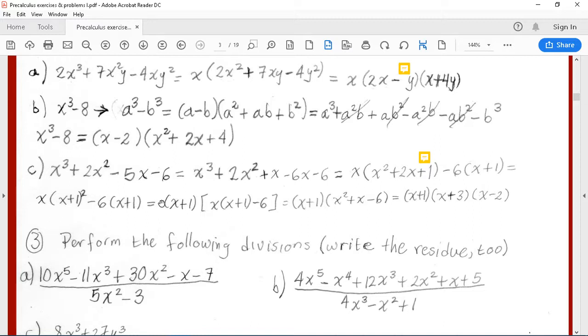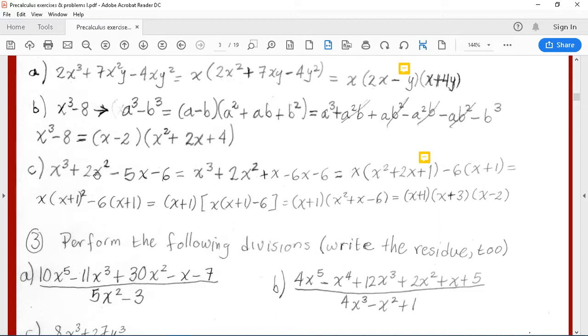Now we're going to the next problem, which is x cubed plus 2x squared minus 5x minus 6. We have to express that in terms of its factors. So we're going to check things out. We're going to partition this into two groups. We have that x cubed plus 2x squared has a common factor, which is x. If we factor out that x, we'd have x squared plus 2x.